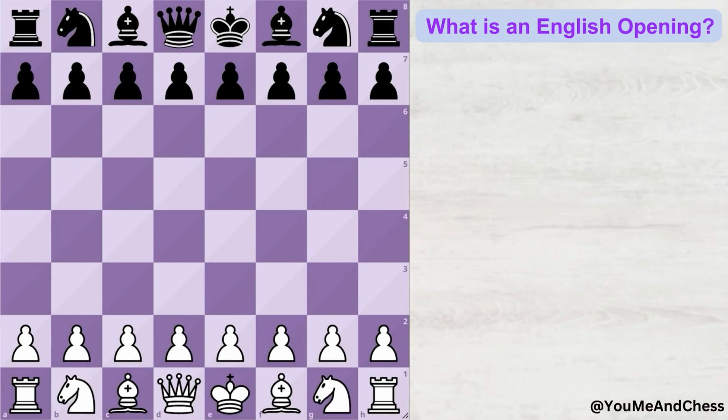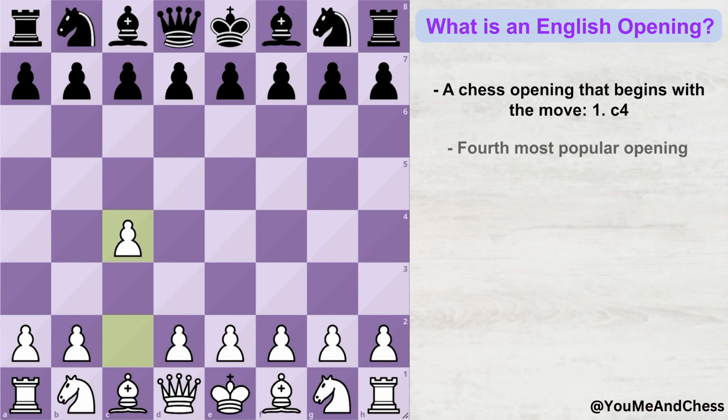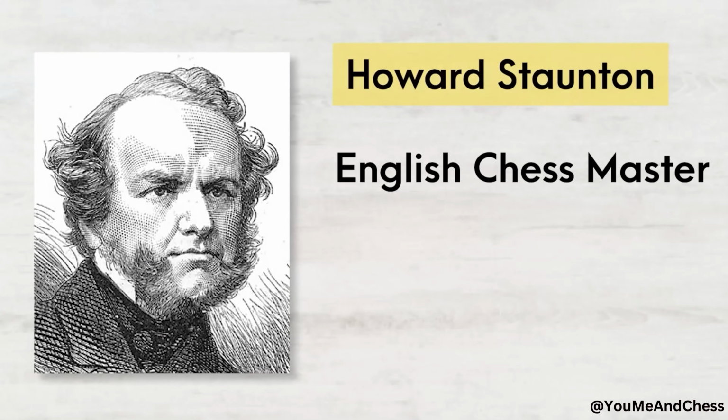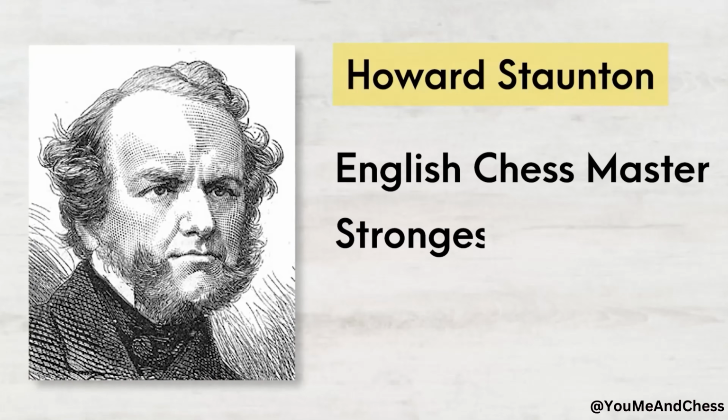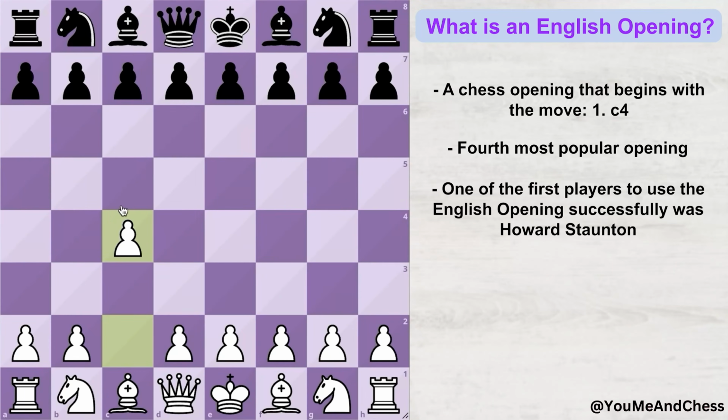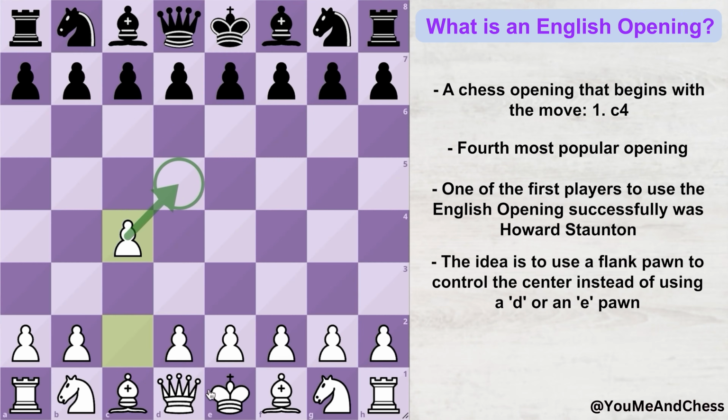The English opening is a chess opening which starts with the move c4. It is the fourth most popular chess opening in the world, and one of the first players to use the English opening successfully was Howard Staunton, who was an English chess master and was regarded as the world's strongest player from 1843 to 1851. And the idea behind playing c4 right in the opening is to control the d5 square with a flank pawn rather than using the central e pawn for the same.